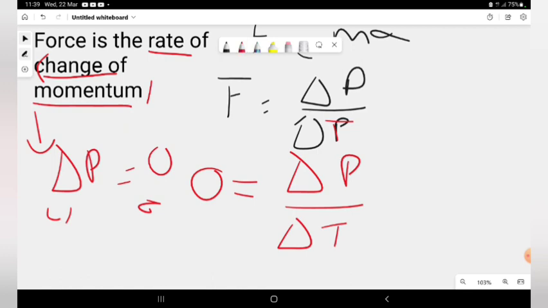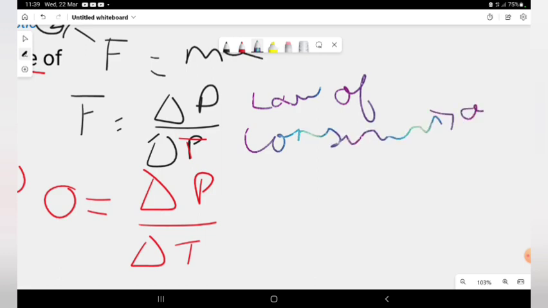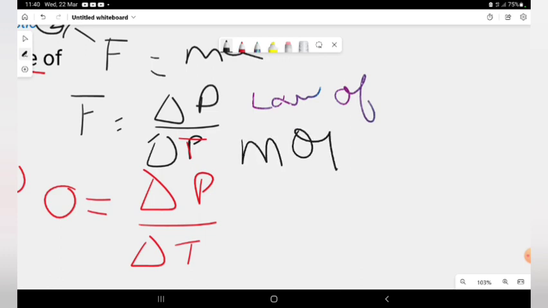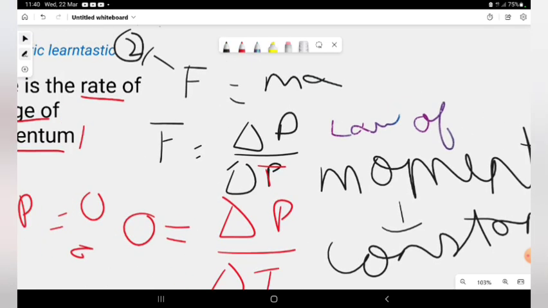So let me repeat. What does the law of conservation of momentum say? This law says that momentum is going to be constant. Momentum at any given point of time is going to be constant. Constant means that it is not going to change. So how do we show that it is not going to change?